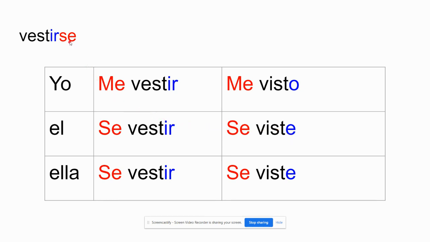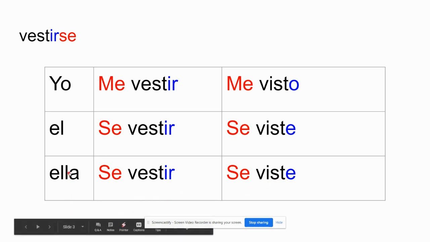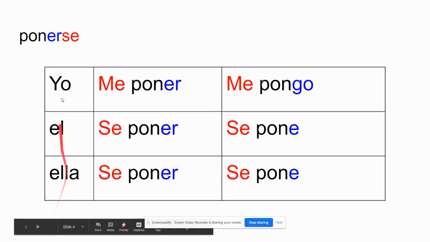Same thing with ella. Se is coming off the back of the verb, moving to the front. I'm left with vestir, which is an IR verb. Conjugate my IR verb for ella, and I end up with se viste. So we'll just keep following the same steps. Doesn't matter which type of verb we have, follow the same steps. So we'll get one more.